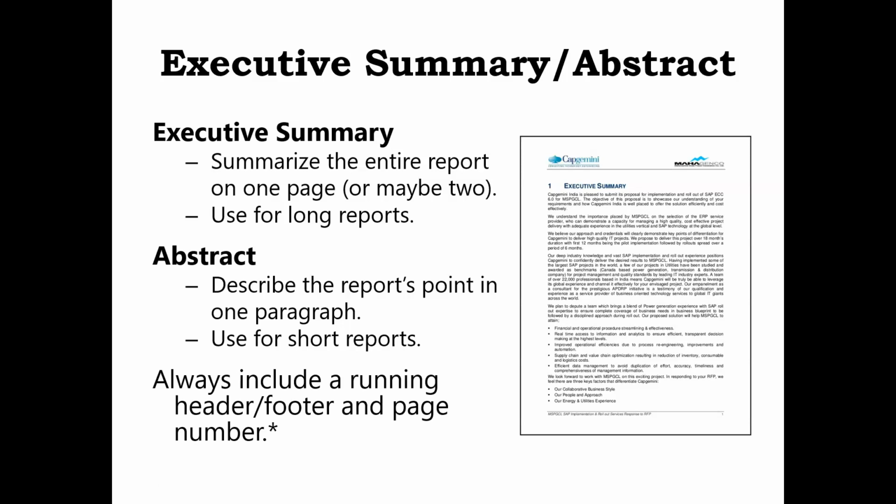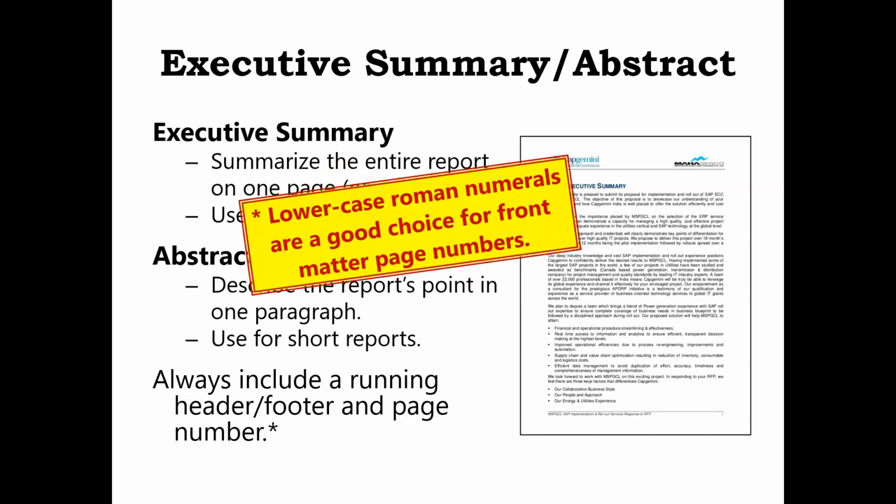Whatever you do, though, you always want to include a running header or footer and a page number on the executive summary or the abstract page. As a hint, lowercase Roman numerals are often a really good choice for front matter page numbers, because everything before the table of contents, the table of contents is page 0. Actually, I'll mention that in the next slide. But everything before it usually gets a separate numbering sequence. Everything after it gets a separate numbering sequence. You'd want to use in Microsoft Word the section breaks tool.